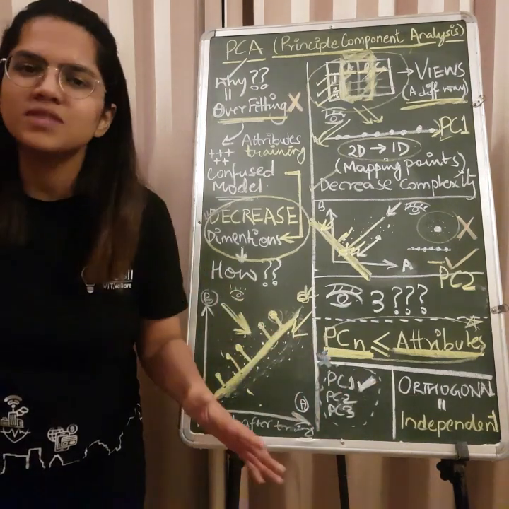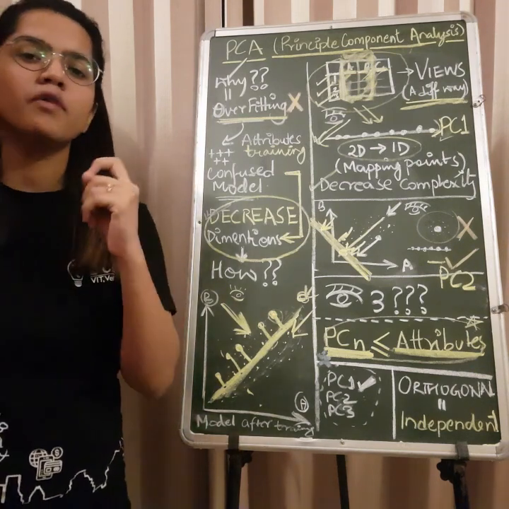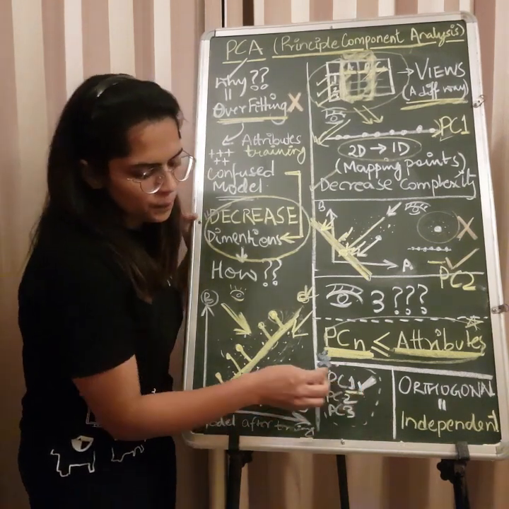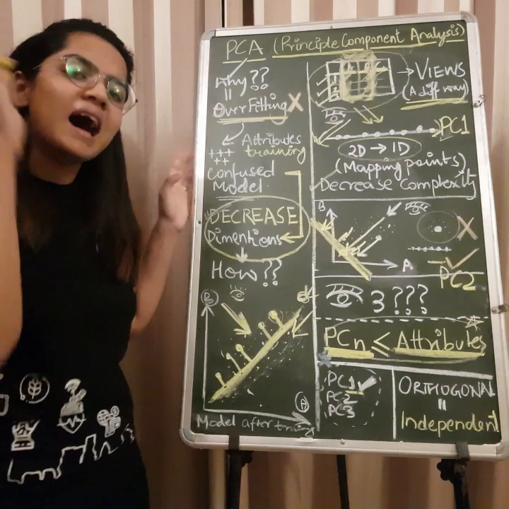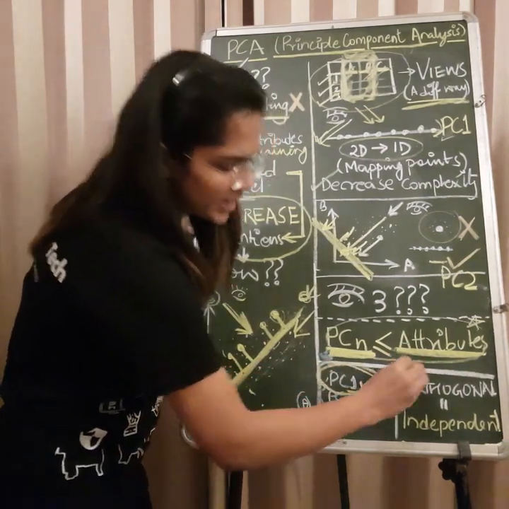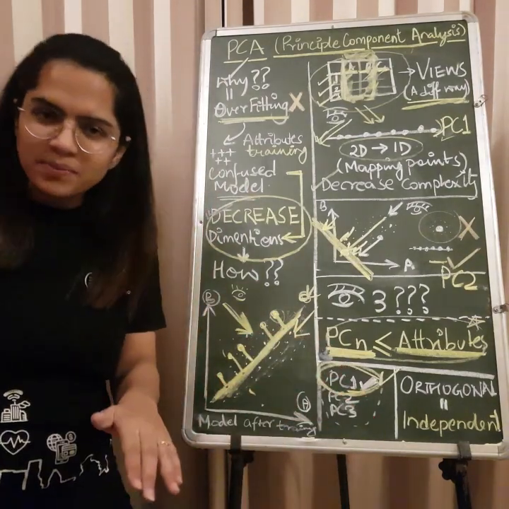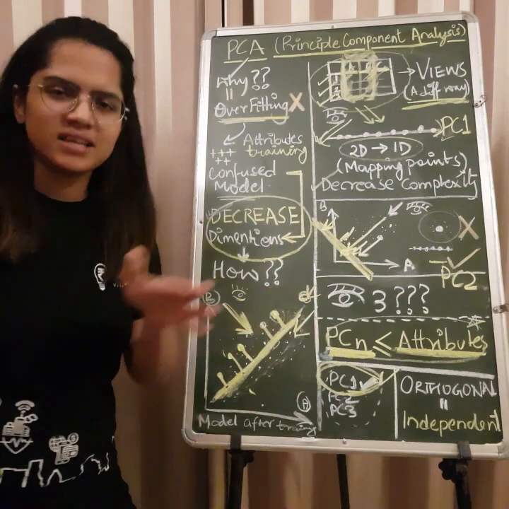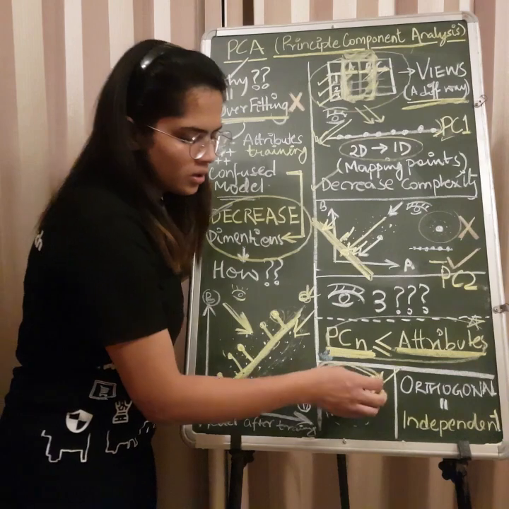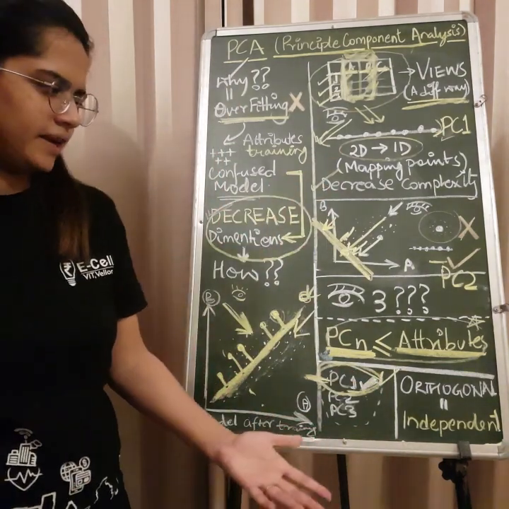To solve this problem, it's as simple as this. The order of importance is representative of the number. So PC1 will be the highest and the most prioritized. PC1 will have the highest priority, something like your first rank holders. PC2 will have the second most priority, PC3, and so on and so forth. So this is something which will reflect and overcome the problem of overfitting.